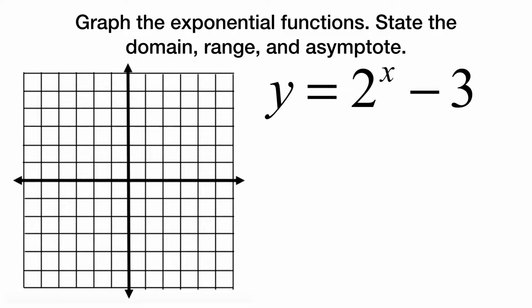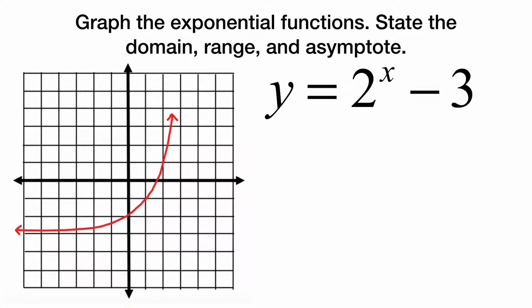Now let's try this one. If you look, it's y equals 2 to the x minus 3. Now you might remember this is what y equals 2 to the x looked like. But because it says minus 3, that means each y value goes down 3. So for instance, (0, 1) is now going to be (0, negative 2). And it just approaches now 3 points lower.